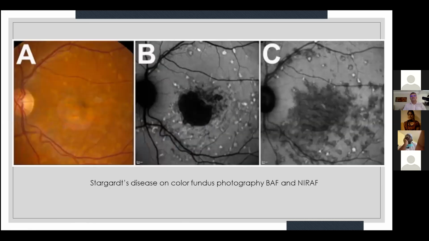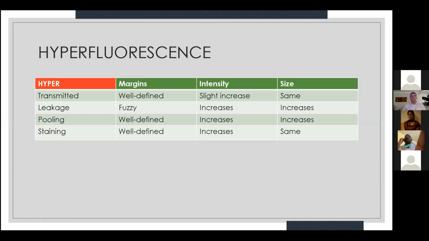Next is Stargardt's disease. What we can actually see is how they differ, the BAF and the NIRF. This is a clinical picture. We can see flecks in the central area, and on blue autofluorescence we can see a central area with surrounding hyper. As we can see in NIRF, the extent of the disease is more clearly evident in case of melanin autofluorescence. As we are done with autofluorescence, we'll move on to hyperfluorescence.